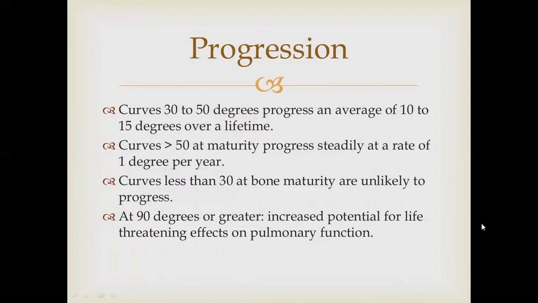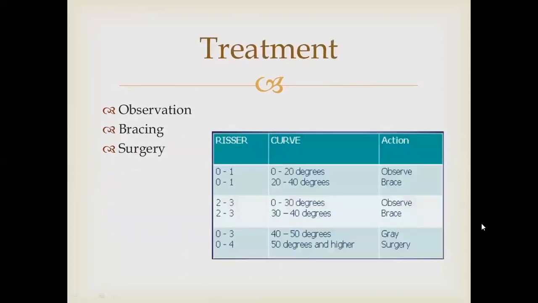Progression: curves of 30 to 50 degrees progress an average of 10 to 15 degrees over a lifetime. Curves more than 50 degrees at maturity progress steadily at a rate of 1 degree per year. Curves less than 30 at bone maturity are unlikely to progress. At 90 degrees or greater, there is increased potential for life-threatening effects on pulmonary function. The treatment can be observation, bracing, and surgery.